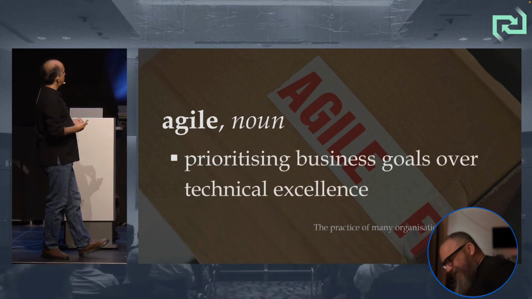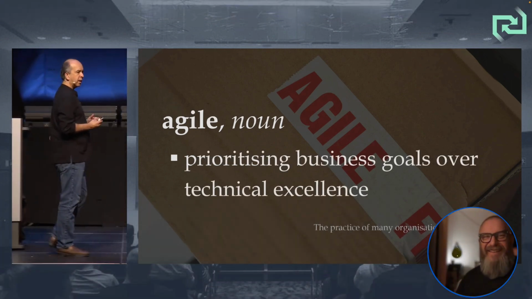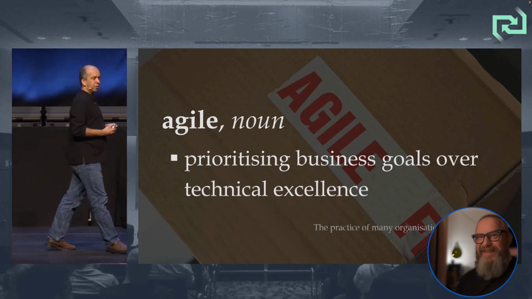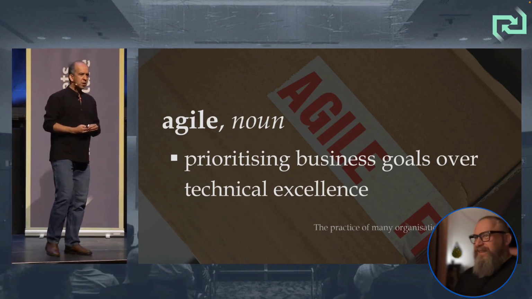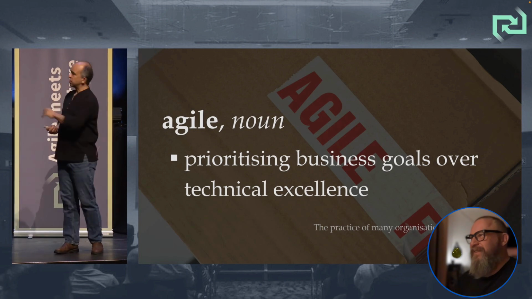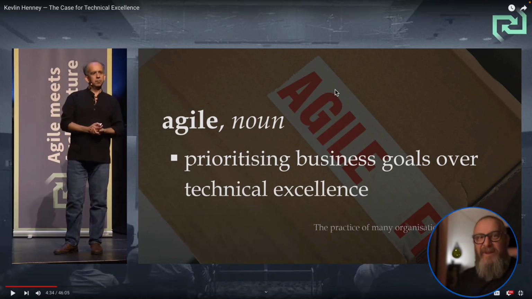But there's another thing that goes on. This one, I don't think anybody ever actually puts forward as a value: prioritizing business goals over technical excellence. But if you observe and listen to what people are actually saying, this happens an awful lot. Exactly. We got a budget. We got till the end of December. What can we ship by then?